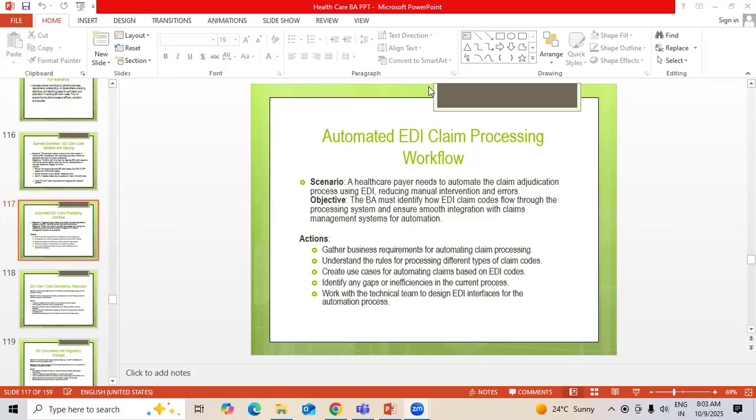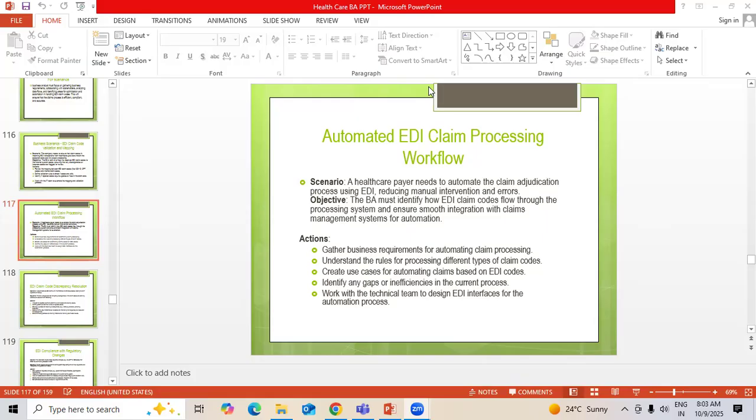Now, what actions have to be performed here? As a BA, as we try to understand the business situation, the problem, all that, we need to gather the requirements for automating claim processing, because they want to automate the claim processing right from inception to the claim settlement. For that, what are the different functionalities needed? Those requirements have to be gathered.